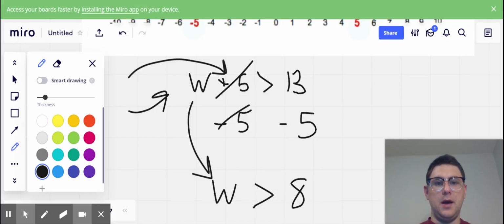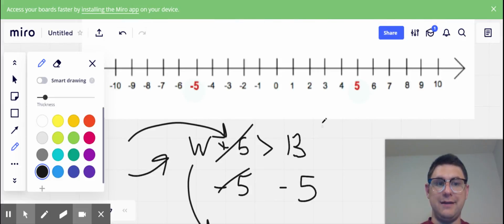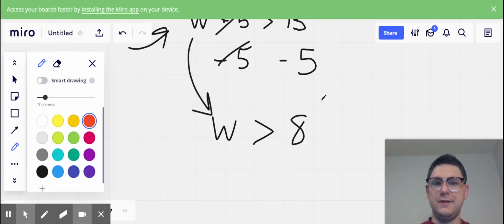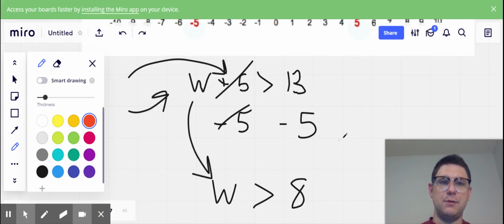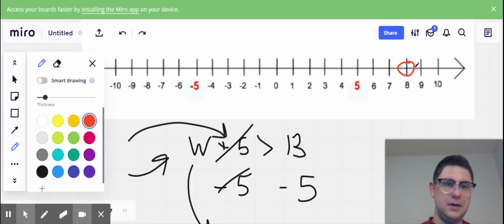Our final answer here is W is greater than 8, and then we have to graph it. We're going to start by putting a dot on the 8, and we're going to leave it empty, just a circle. If this had the line underneath it to say or equal to 8, then we would color it in, but it doesn't, so we're just going to leave it as a circle. And then W is greater than 8, so we highlight the side that is bigger than 8. W could be anything on that side of the 8.